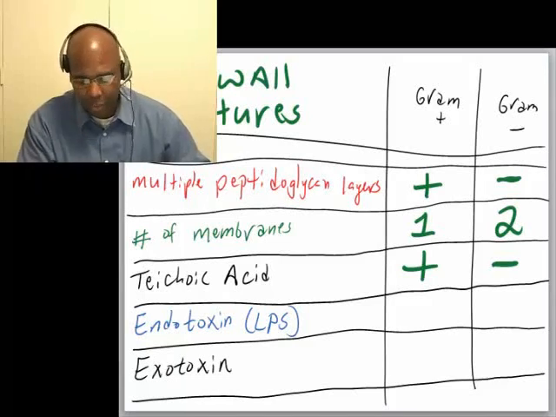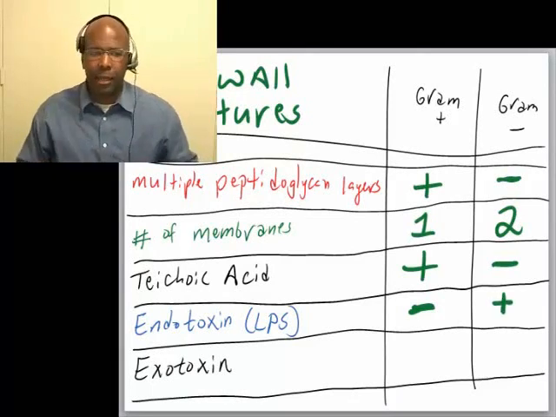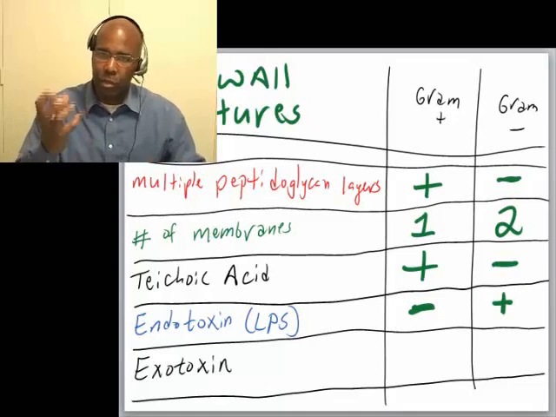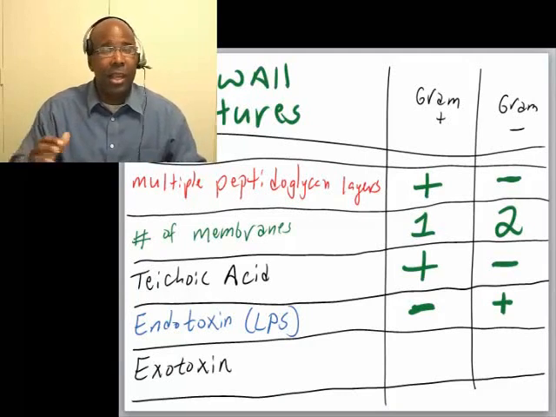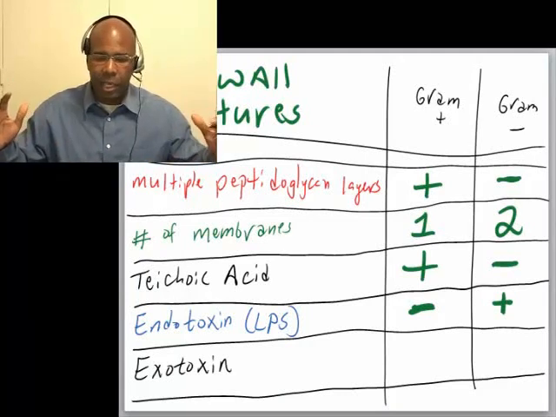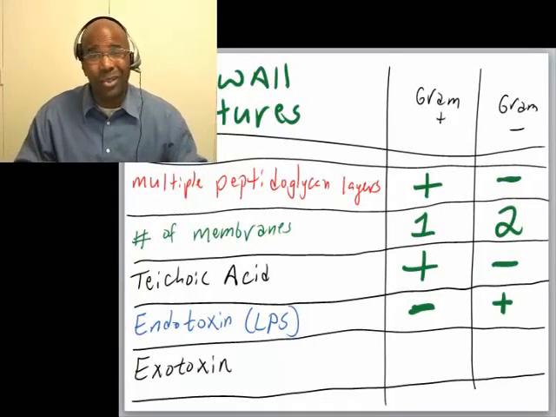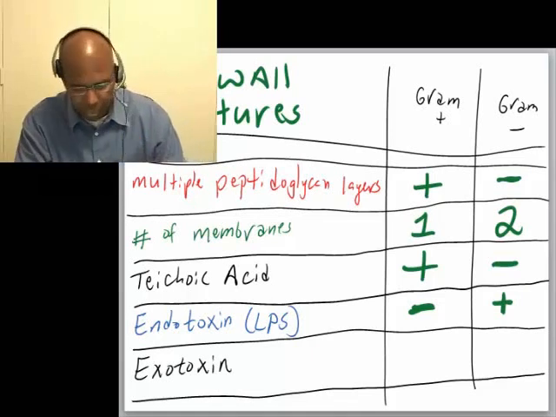Endotoxin. Is endotoxin present in gram-positive bacteria? It is not present. In gram-negative bacteria, it is present. And this is what causes septic shock, because when the bacteria are destroyed, it releases these endotoxins, and that causes a hypersensitive immune response, and that's what causes toxic shock almost, or causes septic shock. That's the better term, septic shock.